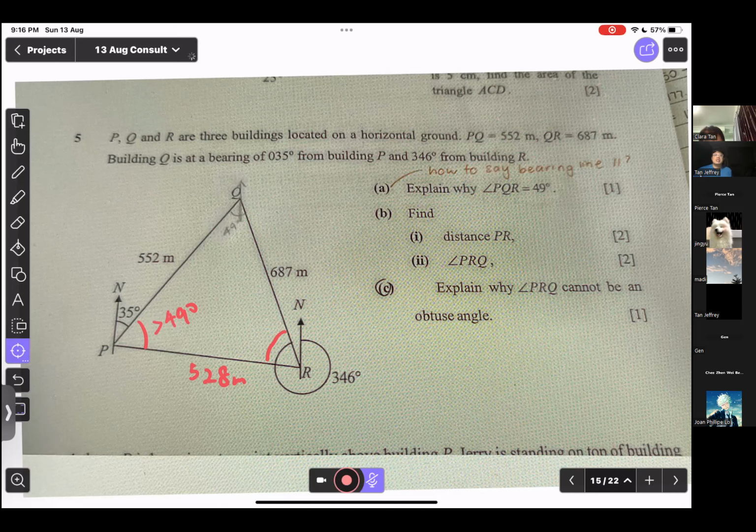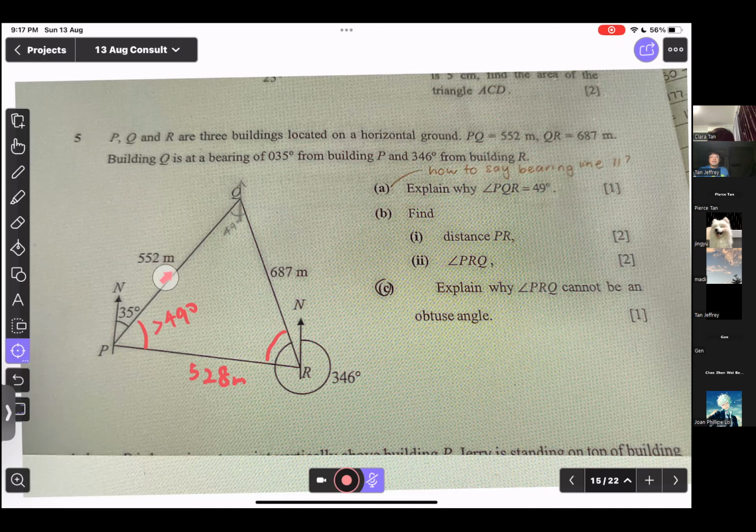So how do I write that down? Its opposite side is not the longest. You compare 528, 687, 552. 687 is already opposite. It cannot be obtuse because it doesn't have the longest opposite side.